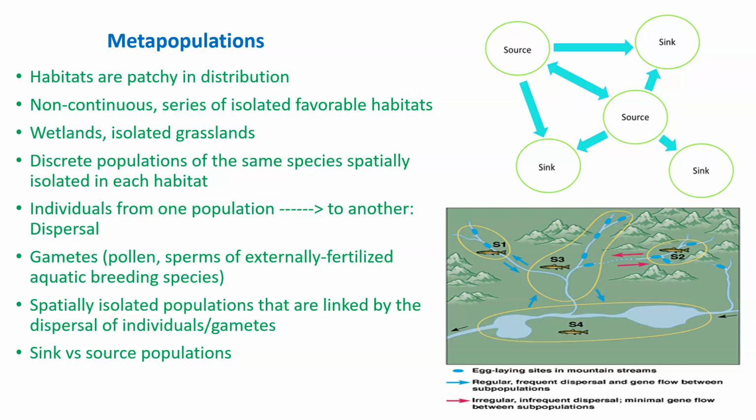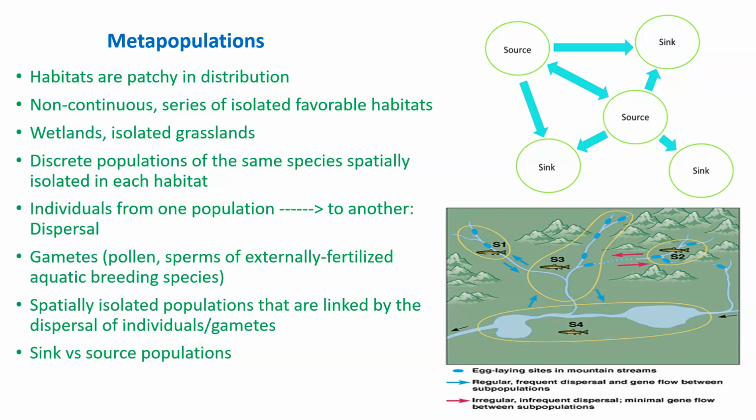And we also know that sometimes if individuals don't migrate, gametes can also be responsible for connecting those discrete isolated populations. In certain seasons, certain gametes or certain individuals will migrate from their source population and end up in a sink population. The source of the gametes or the individuals is the source population. Where they end up is the sink population.